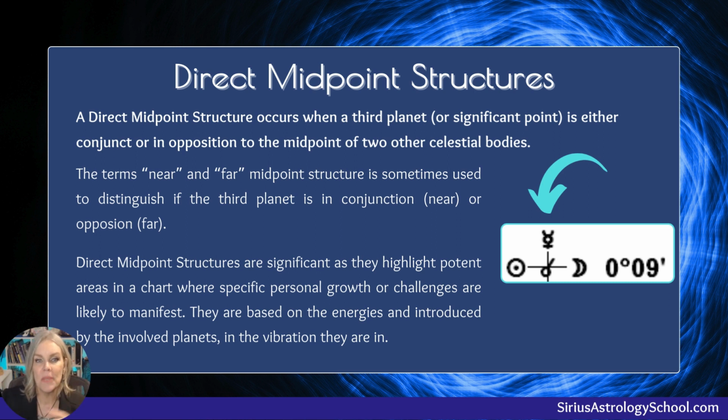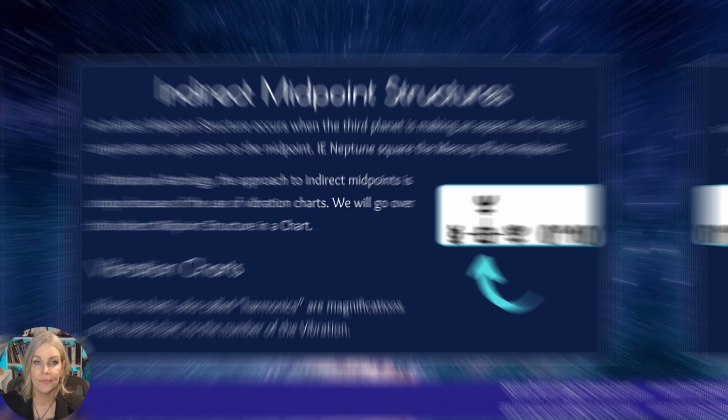So the direct midpoint structures highlight potential in the chart where there can be specific growths or challenges that can manifest in a person's life. They are based on the energies that are introduced between the planets that are involved, and they're based on the energy of the vibration that they're in.